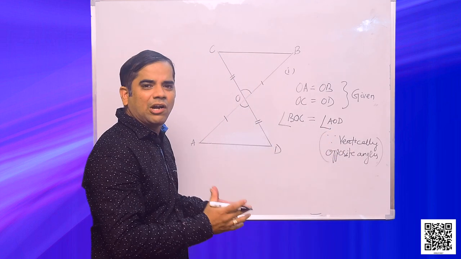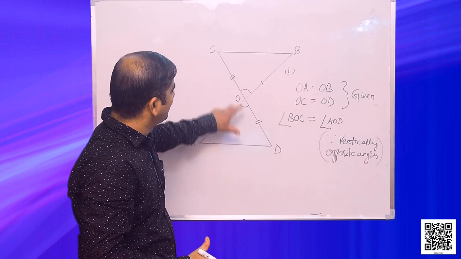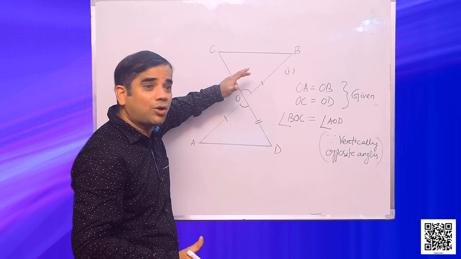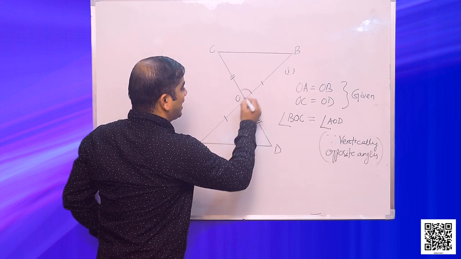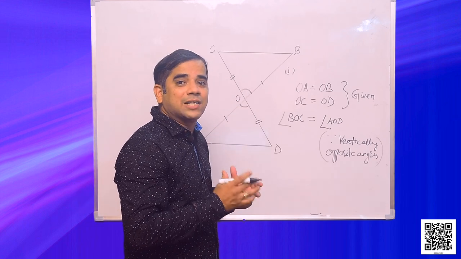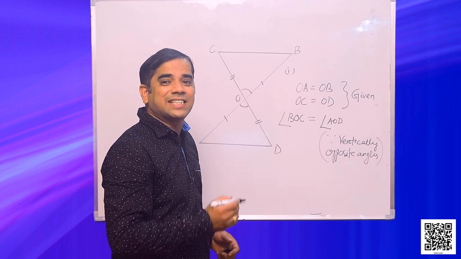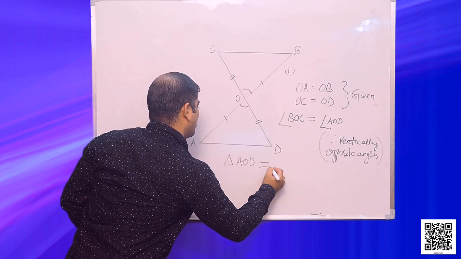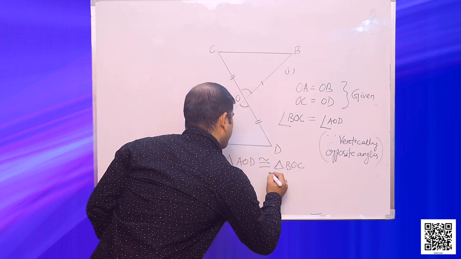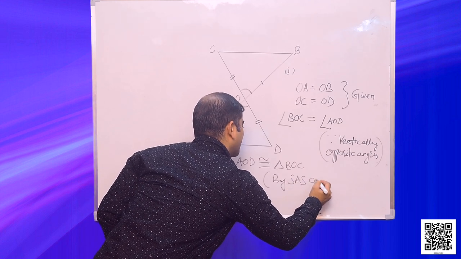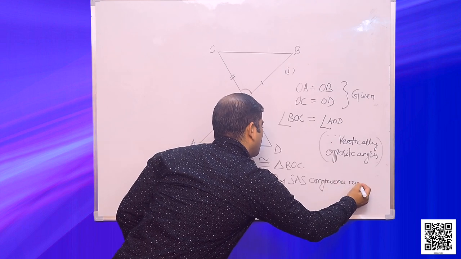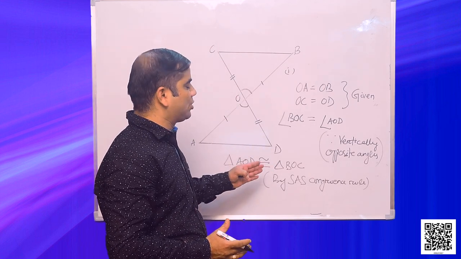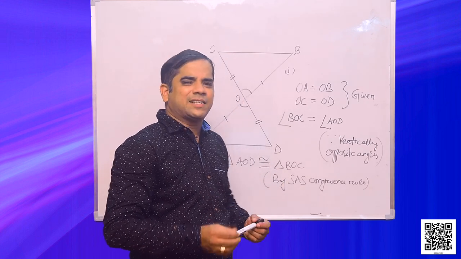So, what we have found out here is that these two triangles have two sides which are corresponding and equal, and another pair of sides which are also corresponding and equal, and the included angle between these two sides is equal as well. So they are following the SAS congruence rule. So finally, we can write that triangle AOD is congruent to triangle BOC by SAS congruence rule. Fine. So in this way, we have proved that triangle AOD is congruent to triangle BOC. So let us go for the second bit.